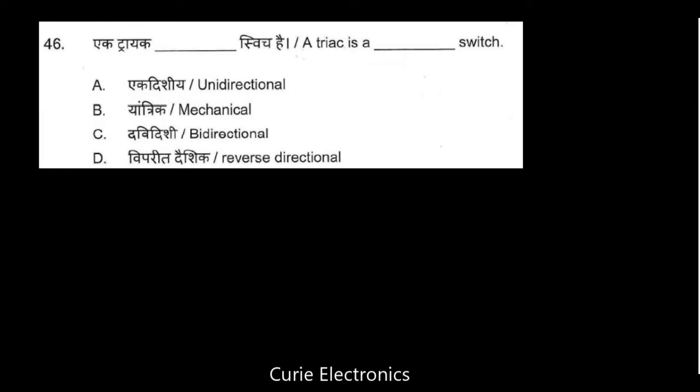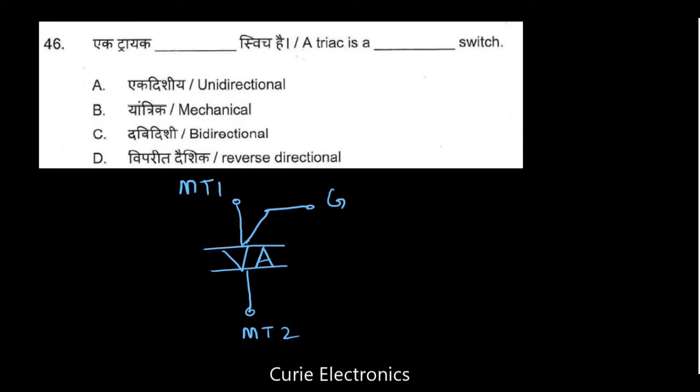Question number 46. A triac is a dash switch. See, a triac we use in AC circuits to control them. A triac will have two terminals, MT1 and MT2, then it will have a gate. This gate is to control the triac. So it's bidirectional. Triac is a bidirectional switch, a control switch.